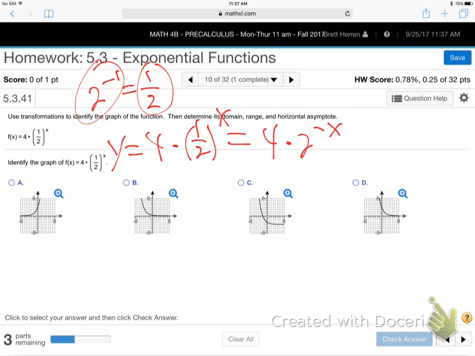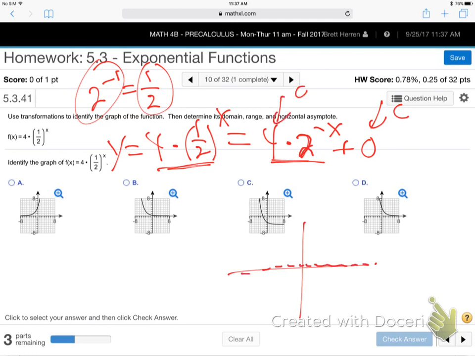You see that? This is that. Because that 2 is 2 to the minus 1 power. And then times the x, it's negative x. Everybody see that? So then we go, oh, okay. So what's the c out here? 0. So it's got a horizontal asymptote at 0. This is my a, which is 4. So it hits 4 above.